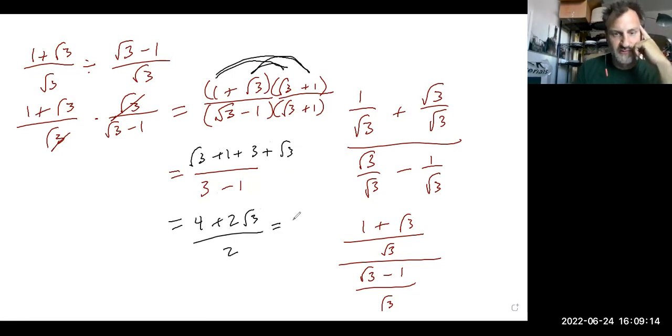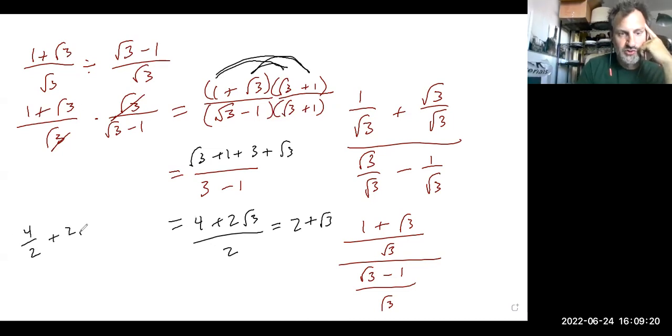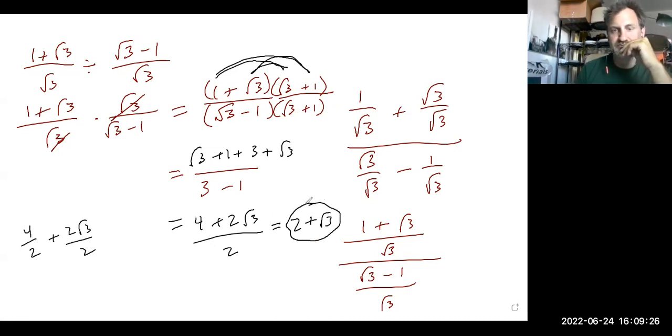Ooh, this is beautiful. 2 plus the square root of 3. I'm distributing the division there. 4 divided by 2, 2 square roots of 3 divided by 2, simplifying it out. This cleans up a lot. 2 plus the square root of 3 is the answer. What was the question? Oh, tan 75. Let's check.